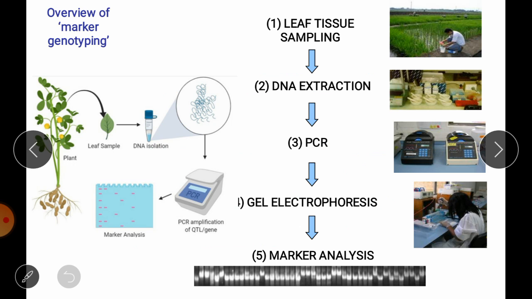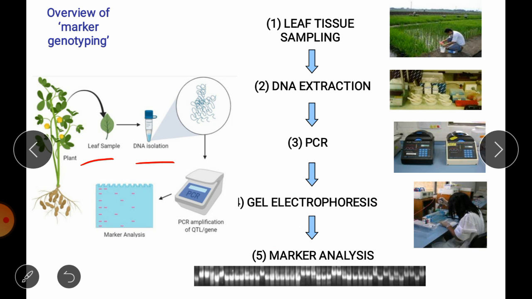First, after making a selection of parent, we have to do leaf tissue sampling. So we have to take a leaf sample from the whole plant. Then we have to go for DNA isolation by using certain DNA extraction methods such as CTAB.